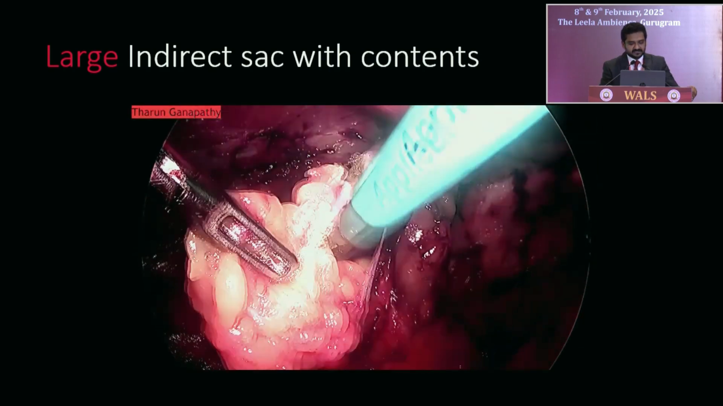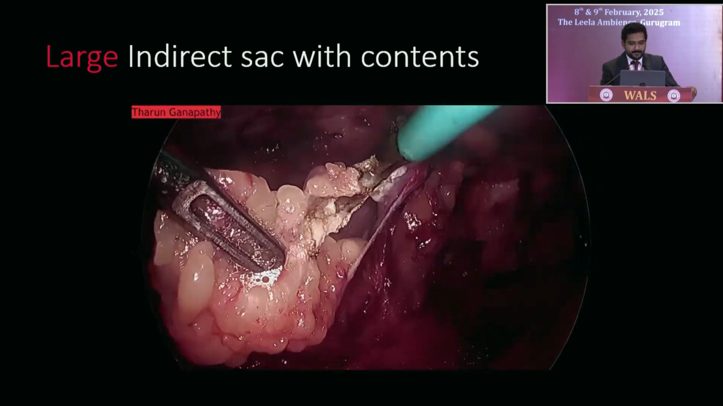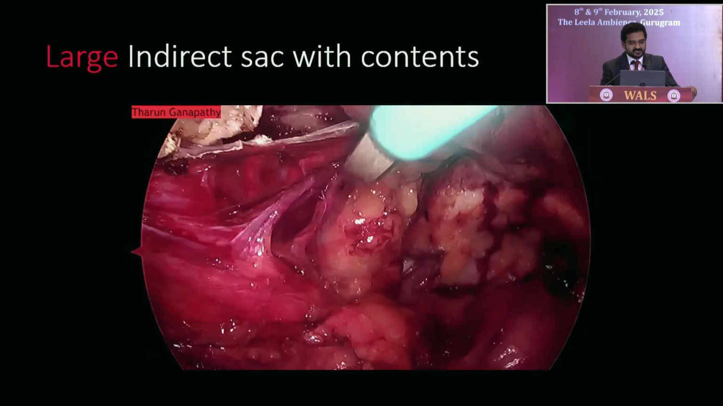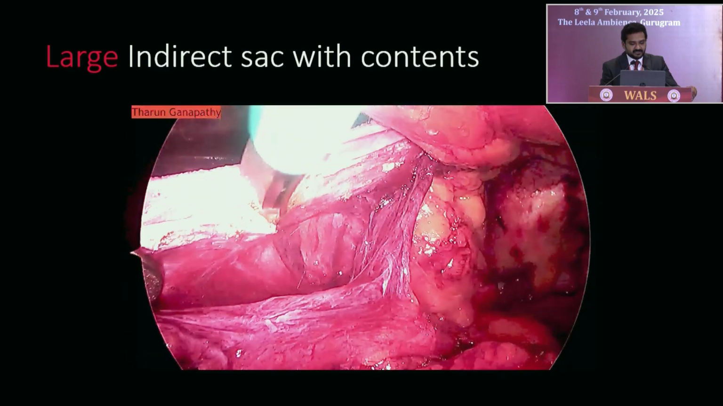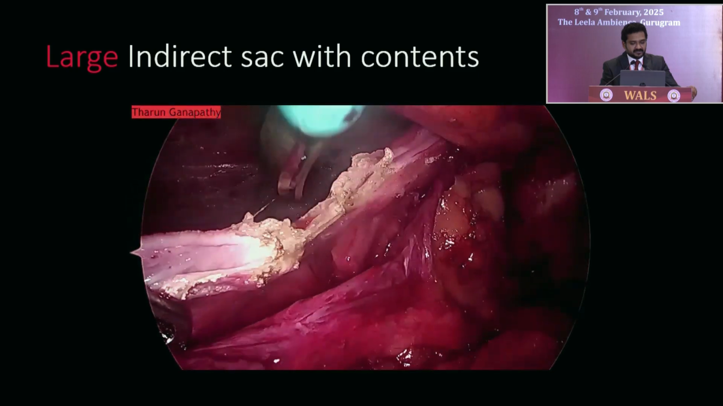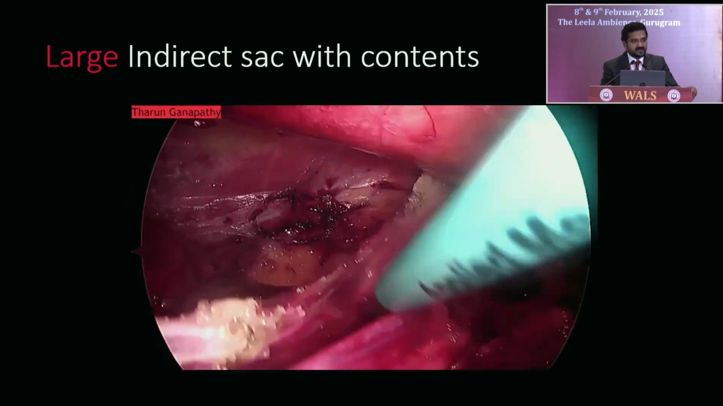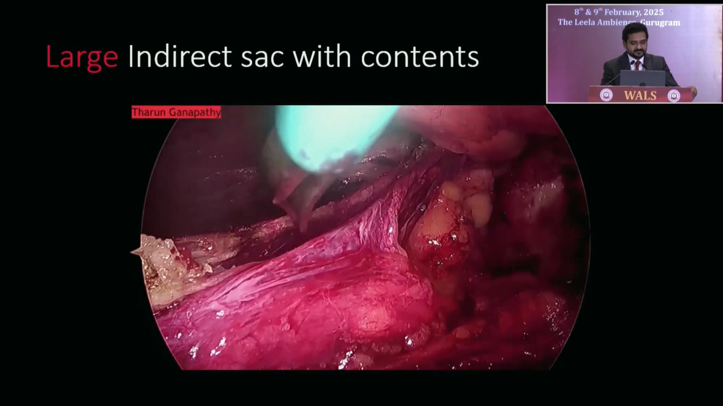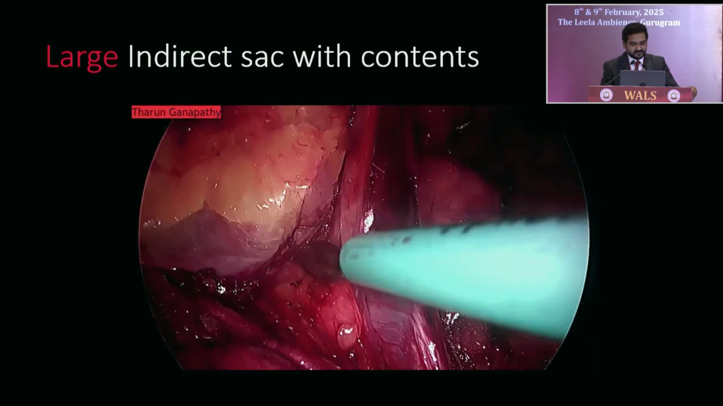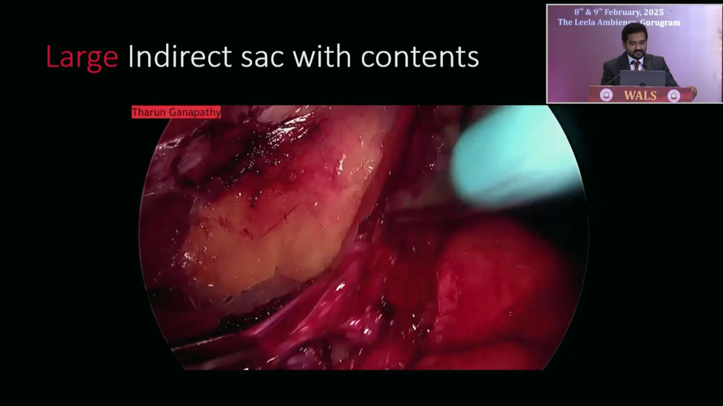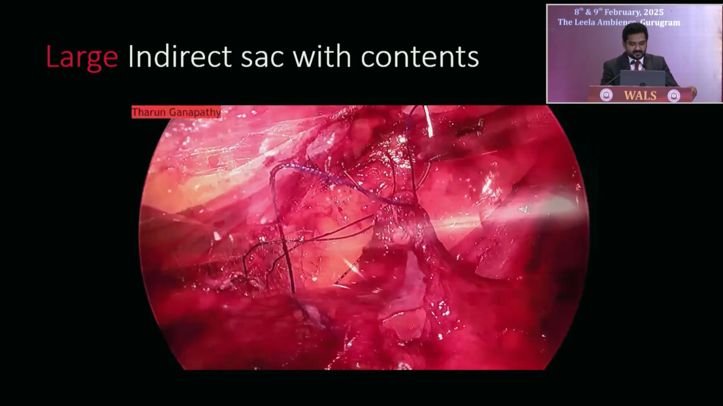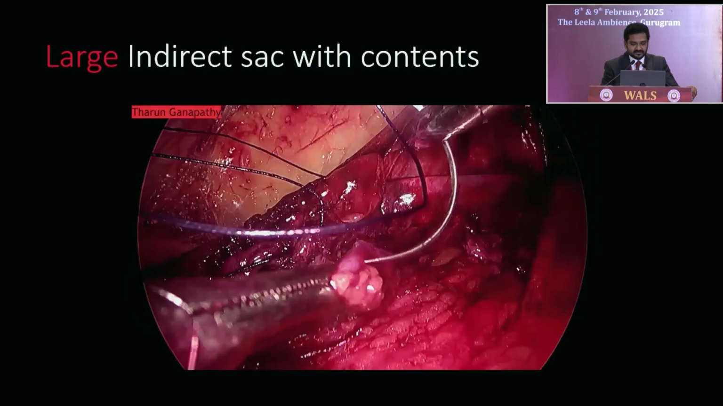And so once that is released, the remainder of the sac can be circumferentially divided. The cord structures can be taken care of. And this is a big hole, so you need to suture this rent after parietalization. All right, I'm not going to show the suturing video.